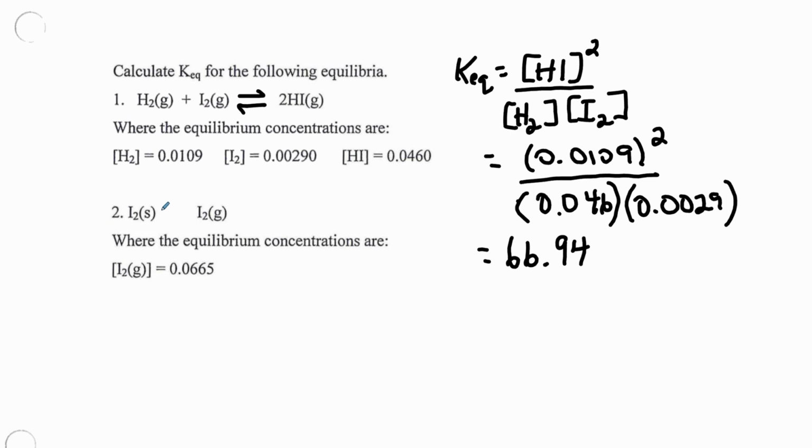Okay, we'll do one more. This one is pretty straightforward because there's only one gas included. So the K EQ is simply equal to the concentration of iodine gas. That means it's just this value here.